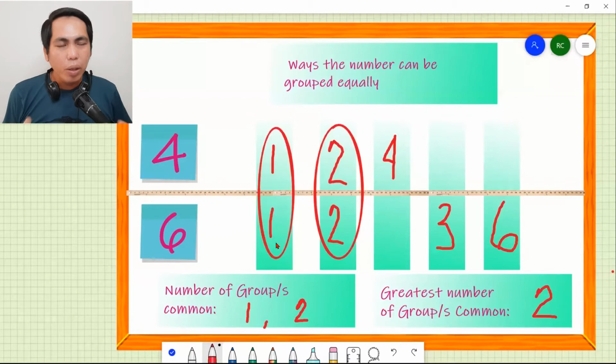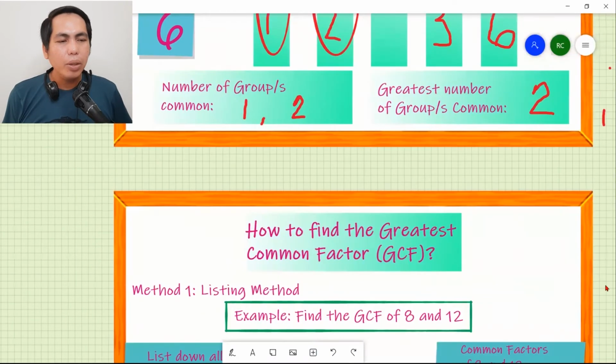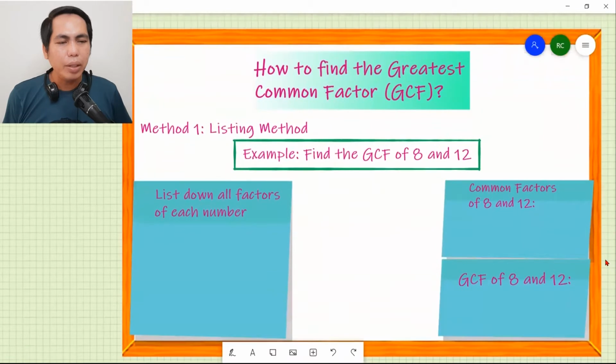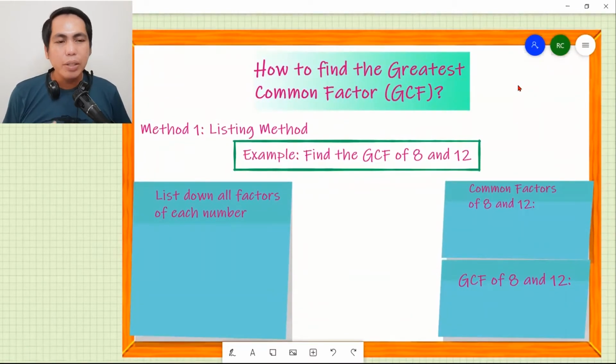We cannot use all the time our illustrations to identify or to find the greatest common factor. So we have to use other methods. So I will be discussing 3 methods for us to use in finding the GCF of 2 or more numbers. So let us begin by using the first method, which is the listing method. We will be using the listing method for us to find the greatest common factor or GCF of 8 and 12. From the word alone, listing, we have to list down all factors of 8 and all factors of 12.